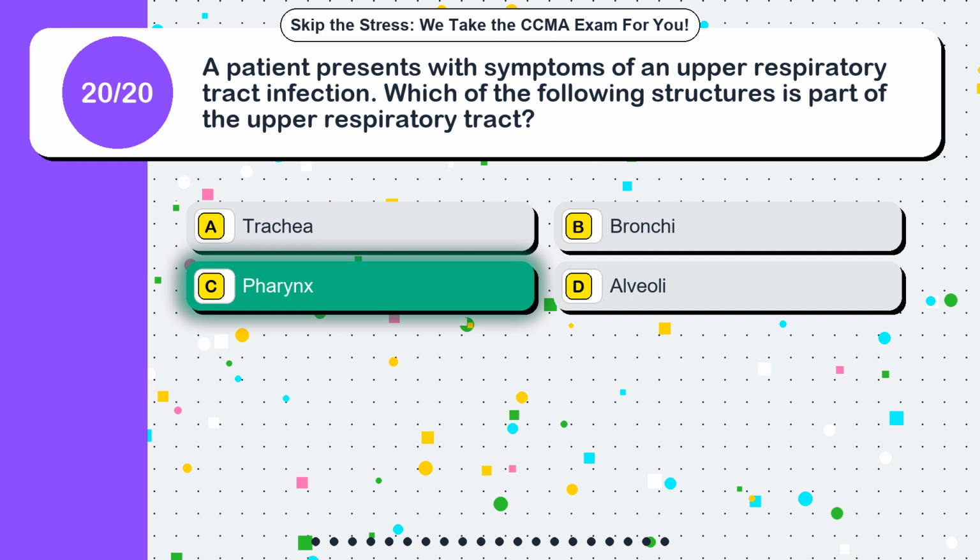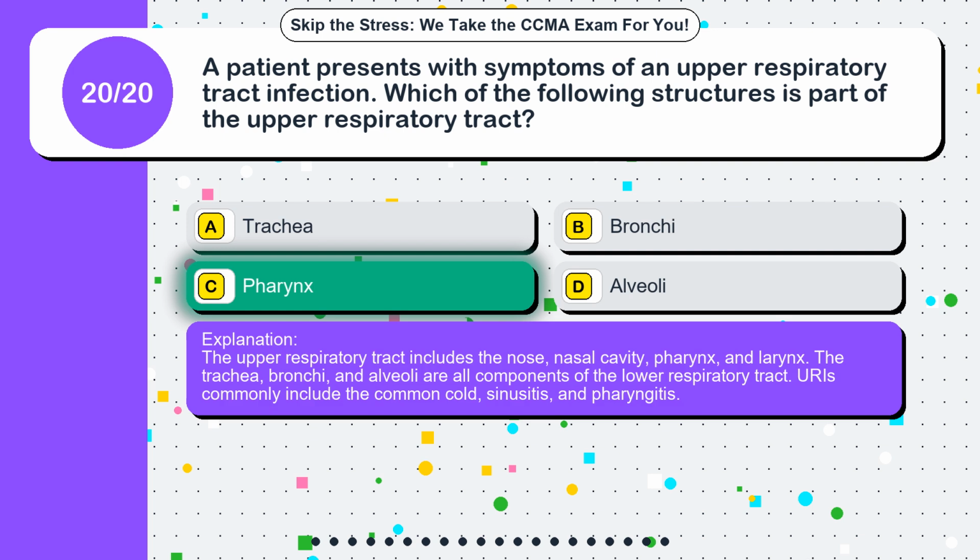Pharynx. The upper respiratory tract includes the nose, nasal cavity, pharynx, and larynx. The trachea, bronchi, and alveoli are all components of the lower respiratory tract. URIs commonly include the common cold, sinusitis, and pharyngitis.